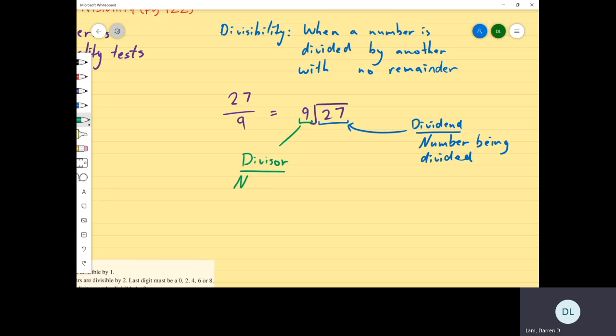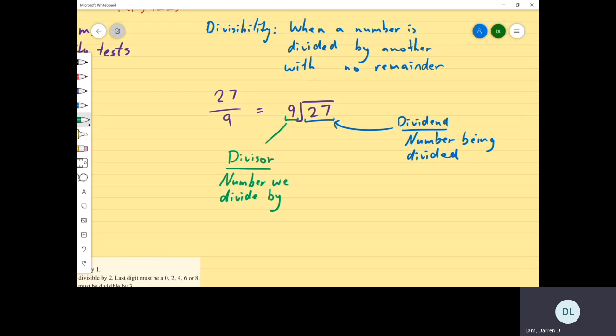And that's the number we divide by. Because if I read 27 divided by 9, 9 is a divisor, and dividend is our 27. Awesome. So what's 27 divided by 9? Well, we know it's 3, right? So I write 3, and this 3 over here, that is my quotient. So these are all the key terms that you should be familiar with as we move on.